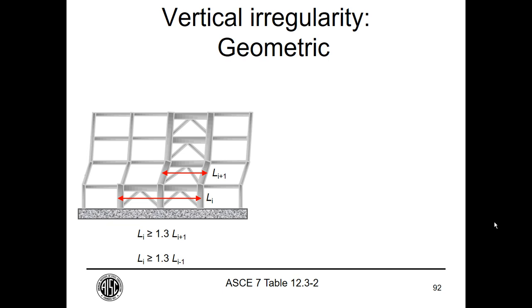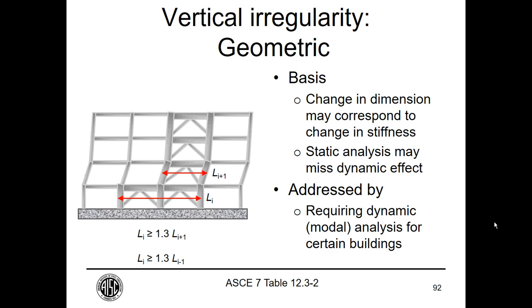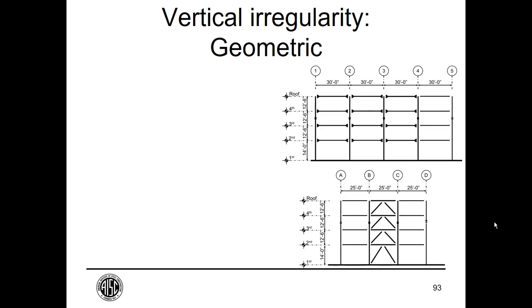If we have a change in length more than 130%, we need to address this irregularity, make sure that we have the load path for both the horizontal load to be dragged out and the overturning load to be carried down. We require a dynamic analysis to pick up on any dynamic effects. Clearly, our frames are pretty regular and there's no in-plane irregularity, so we don't have to worry about that any further.